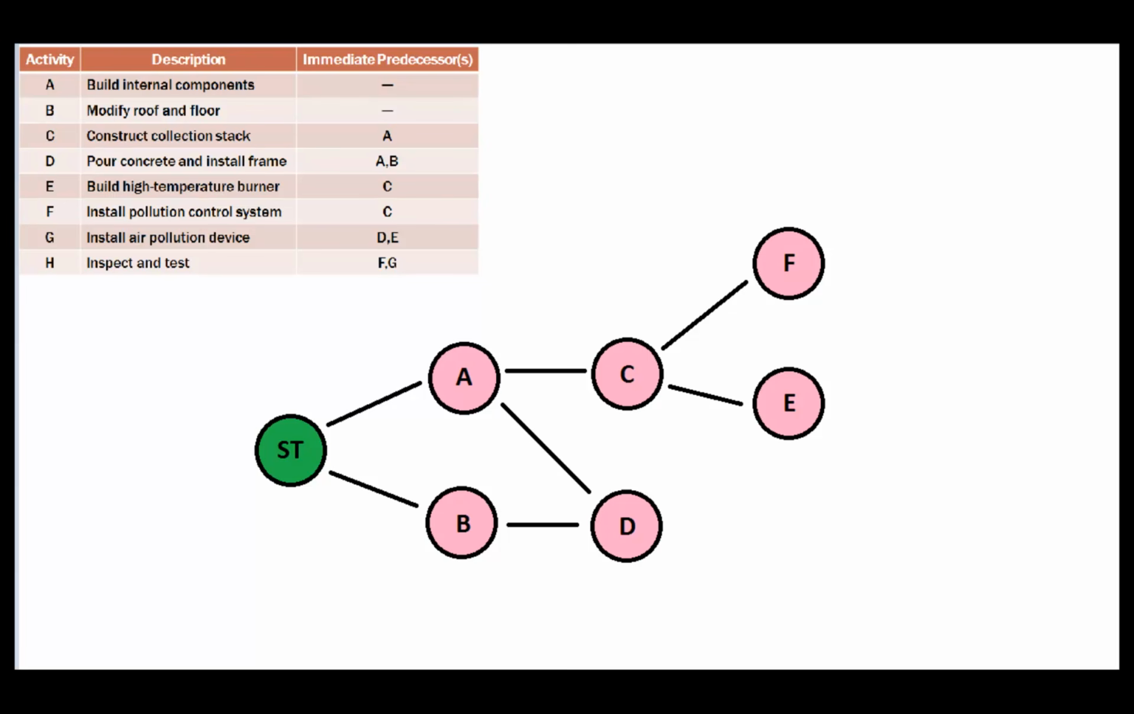So how about activity G? Install the air pollution control device. Well, in order to do G, D and E both have to be completed. So let's go ahead and move G over. We'll put it down here somewhere, next to D and E. And again, I'm placing them next to their predecessors. So that's kind of how I'm deciding where I place my circles. So G is dependent on D and E being complete. So we'll go ahead and connect those.